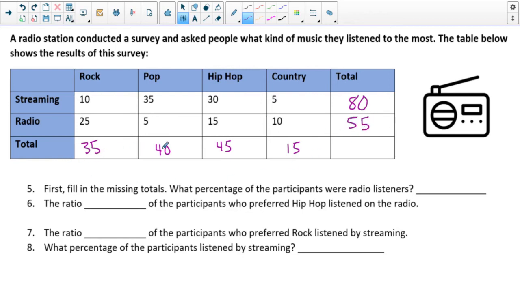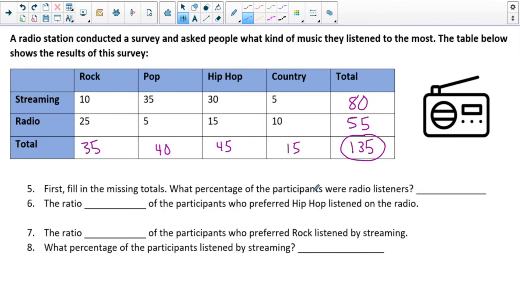I can really add either way. I can add the bottom, or I can just add these two. Either way, it should give me 135. So our total people surveyed was 135. It didn't tell you in the question. We had to add those up to find that out.